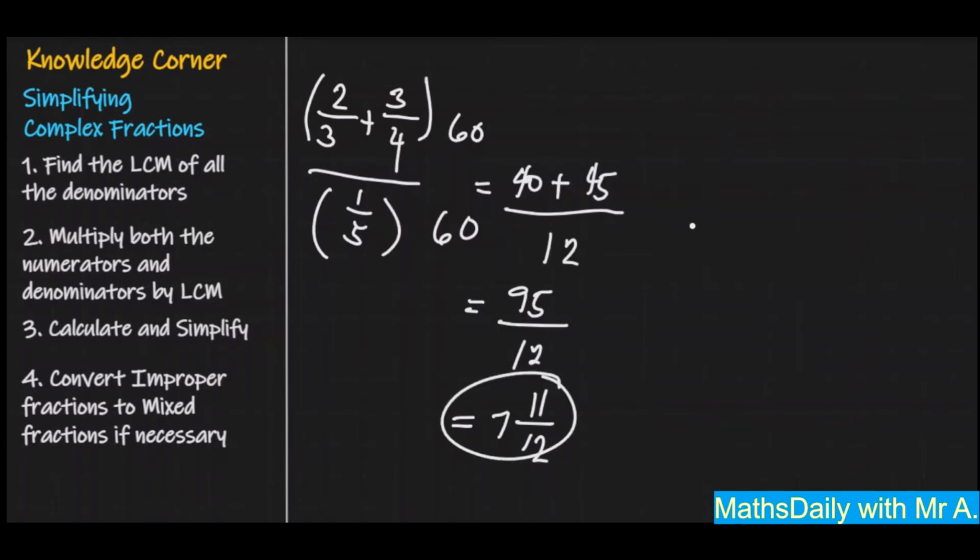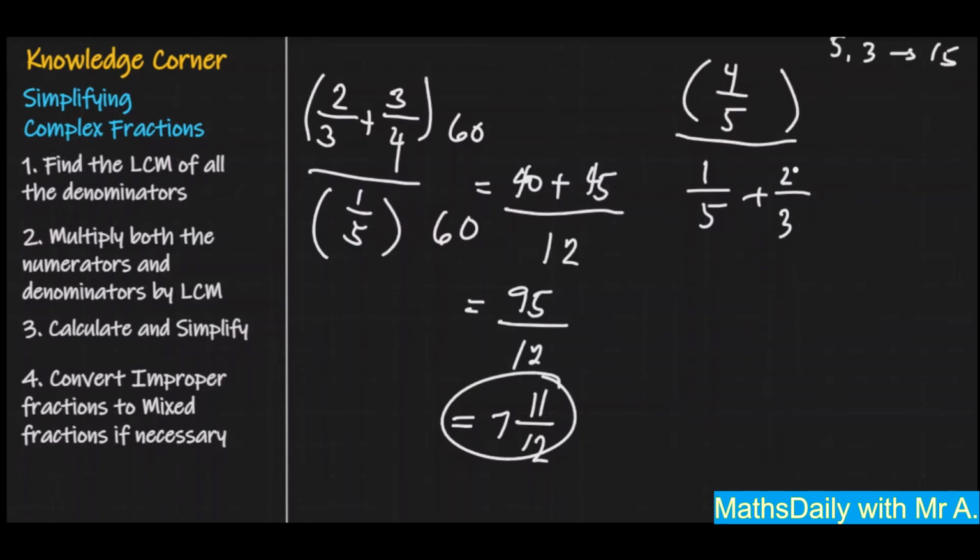Let's have another example. 4/5 divided by 1/5 plus 2/3. Once again, let's find the LCM of 5 and 3. Now, the LCM of 5 and 3 is 15. So, let's multiply both the numerator and the denominator by 15. Now, let's calculate. Let's cancel 5, 15, 3.